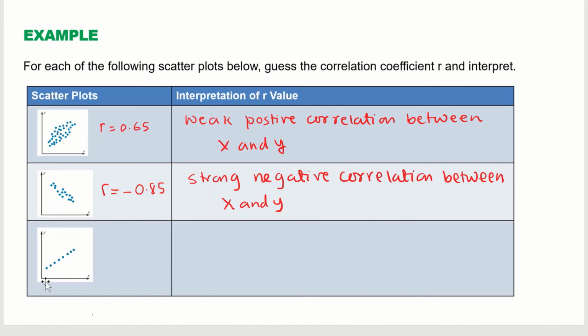Third one, you can see when you go from left to right, these points are in increasing order and they lie perfectly on a straight line. So you can say that the correlation coefficient r equal to 1. So we say there is a perfect positive correlation.